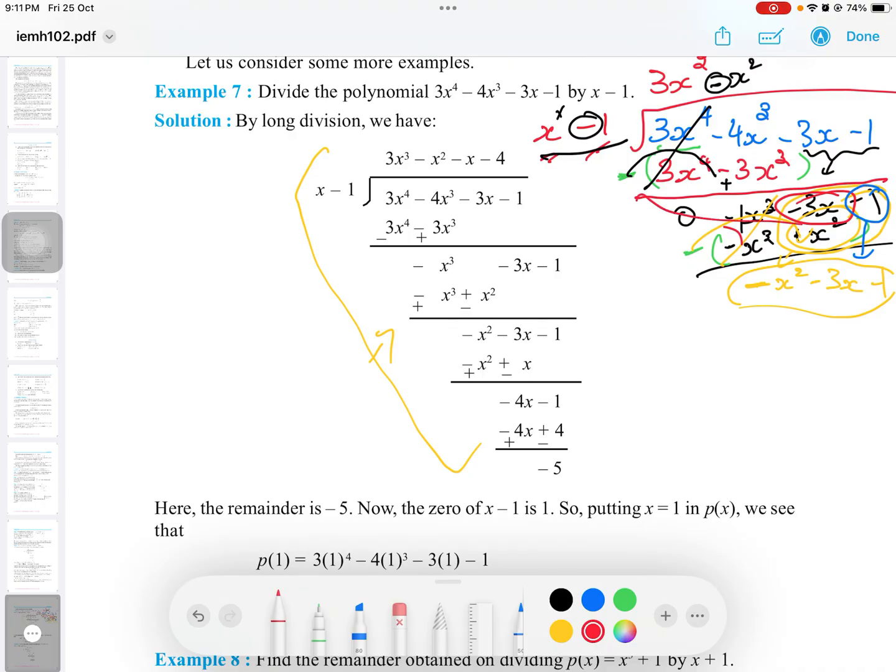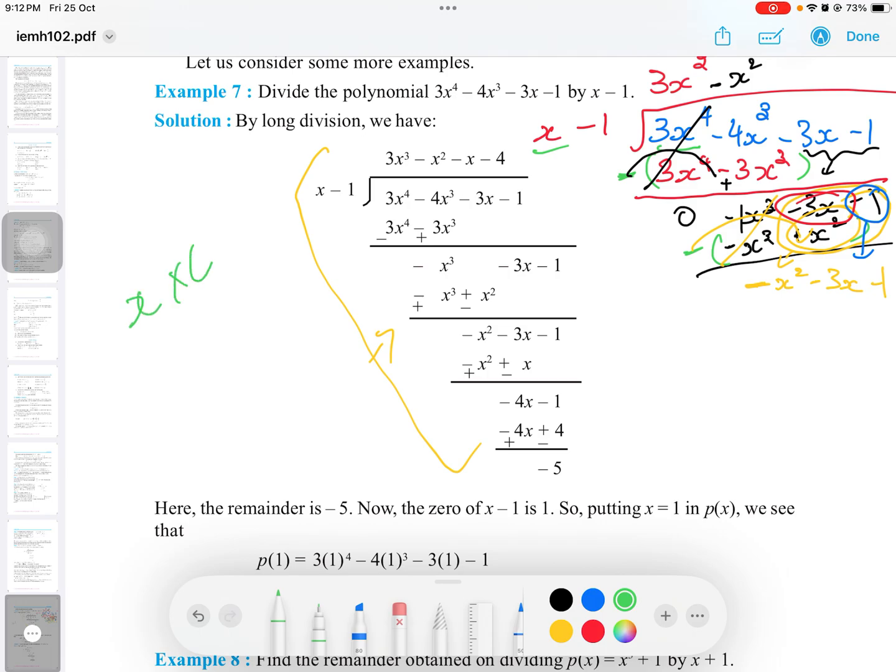Now we have to forget about this entirely. We consider this as our new dividend. So now with what number again? This is getting too shabby. Let me clear this, give me a sec. All right, it's somewhat better. Now I have to consider the first term. With what number do I have to multiply x so that it will give me negative x square?